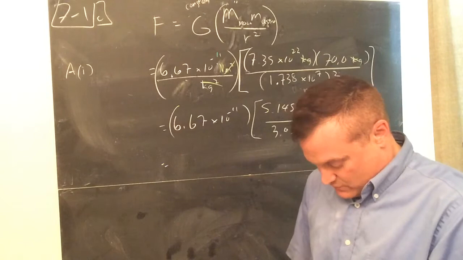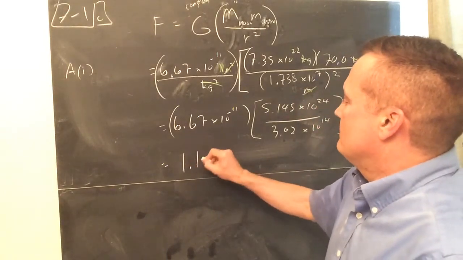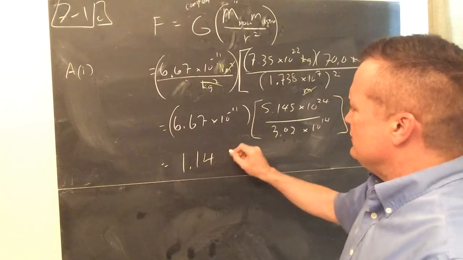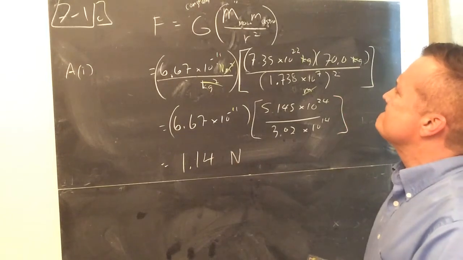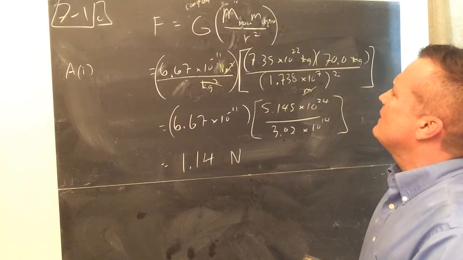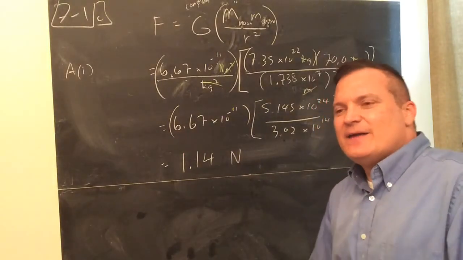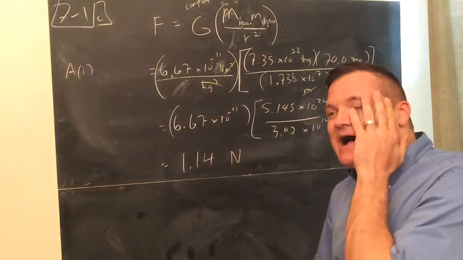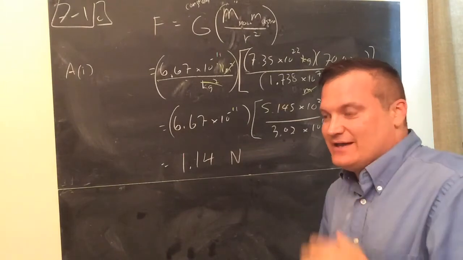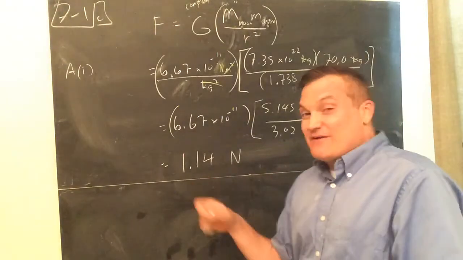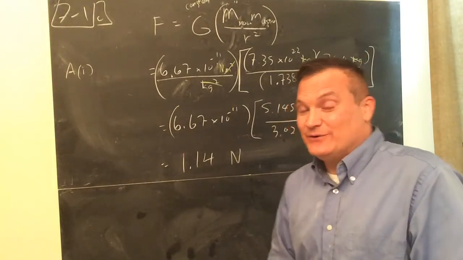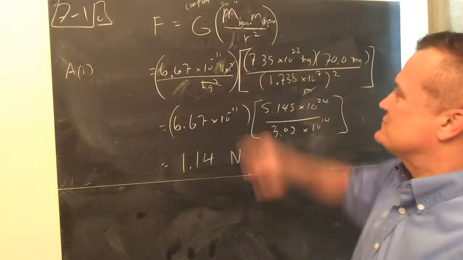Is that really 1.14? Okay. 1.14 newtons between the moon. Oh, okay. Yeah, that sounds right. Between the moon. I guess my mind was thinking about Jupiter for a minute, and how big it is. No, you're going to have a very small weight on the moon. You know that. This is the moon and an astronaut.